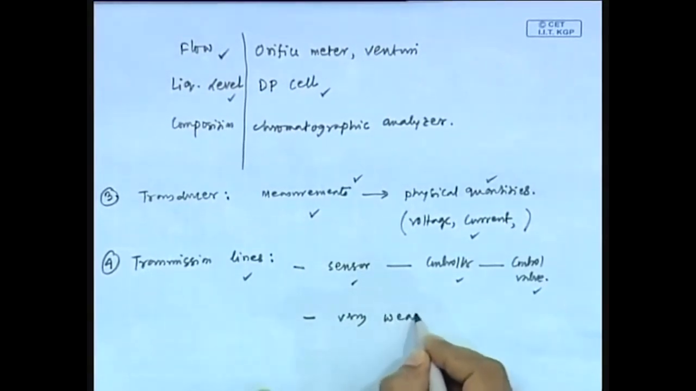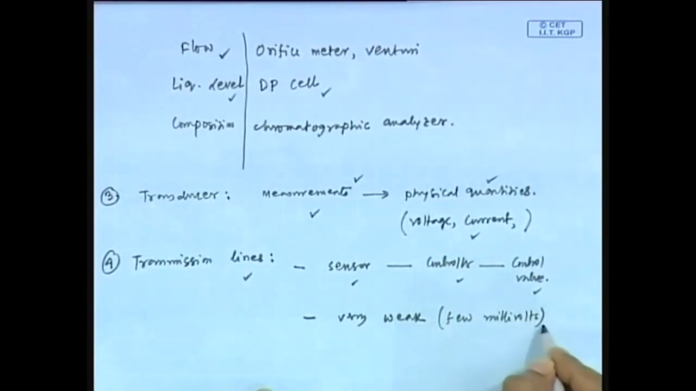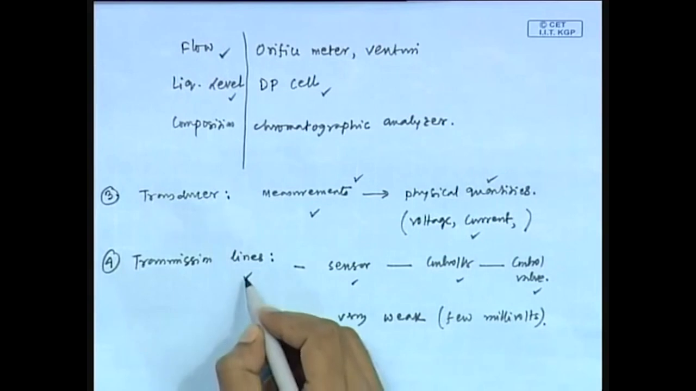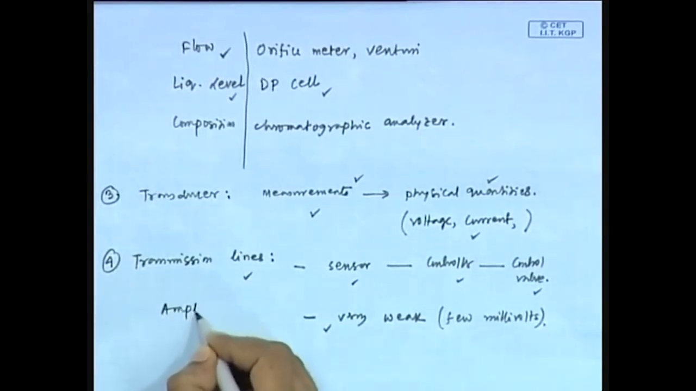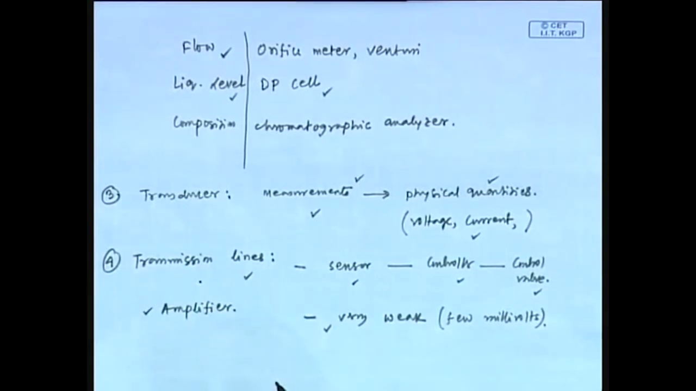Now, measurement signal is sometimes very weak. Sometimes the measurement signal is very weak, say for example in few millivolts. In that case, this transmission line is equipped with amplifier. Fine. When the measurement signal is very weak, in that case the transmission line is equipped with amplifier. This is the fourth hardware which is involved in the closed loop system.